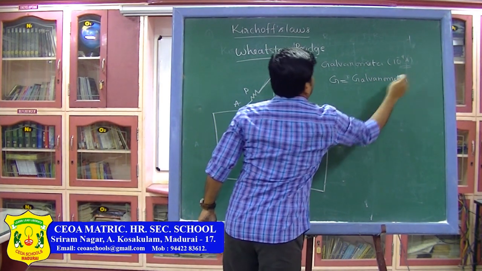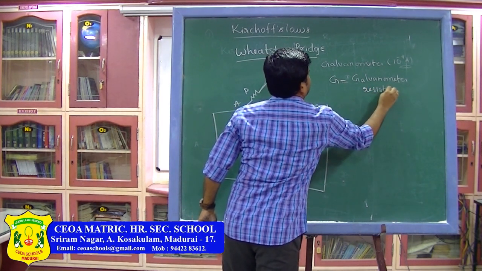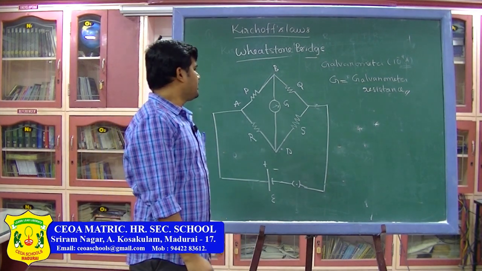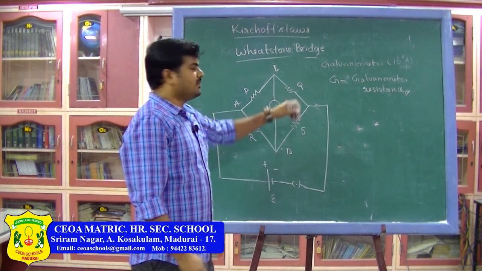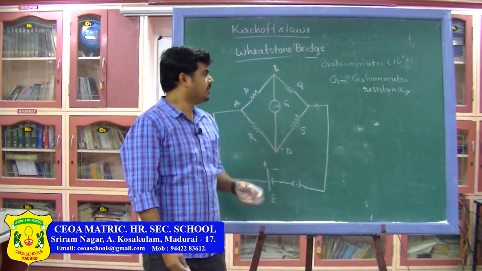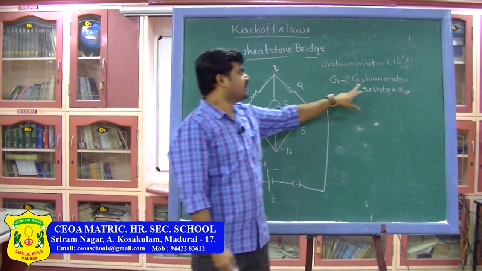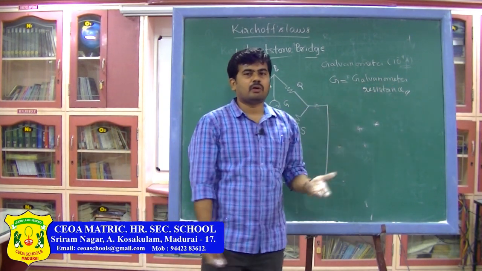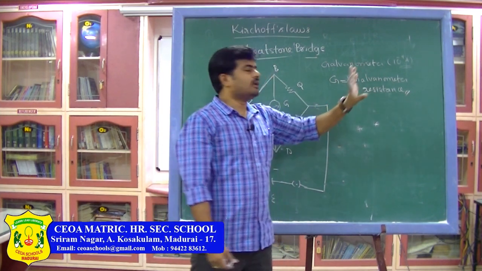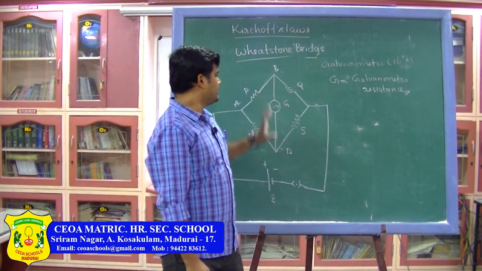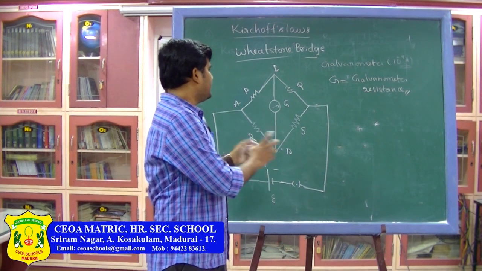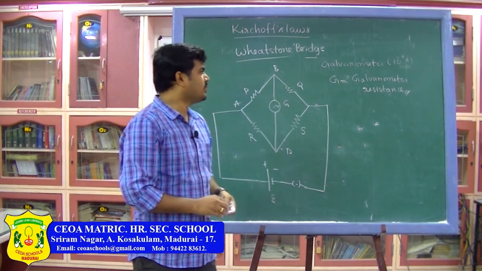Galvanometer resistance is capital G. Now this capital G is the resistance due to the wire, that is coil resistance, because every material will have resistance. There will be a coil inside the galvanometer. So that coil resistance will be equal to the galvanometer resistance value. So that is the circuit. Now let us see how to use these Kirchhoff's laws in finding the balancing condition of this particular Wheatstone bridge network.